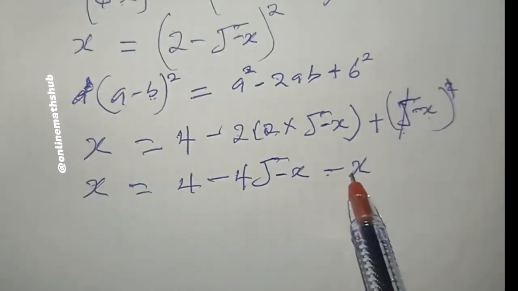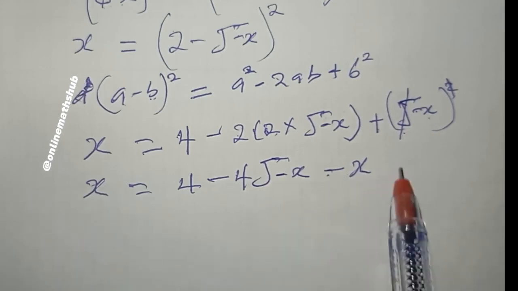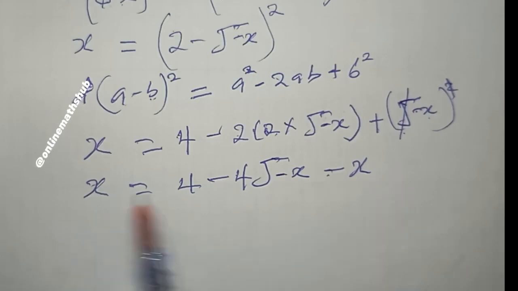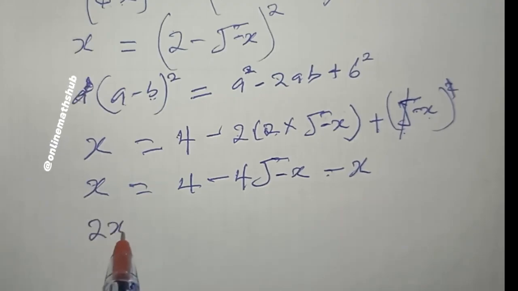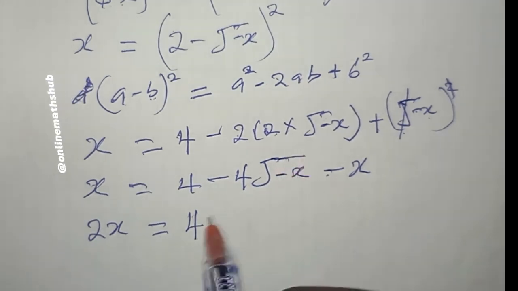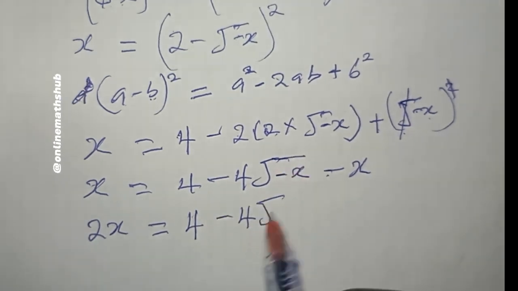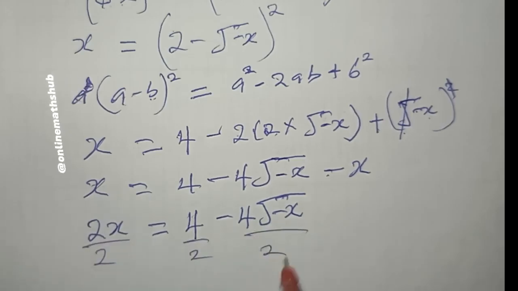So obviously I'm going to move this x to the left hand side, and of course when it comes here it becomes positive, and then x plus x gives me 2x is equal to 4 minus 4 root negative x. So next thing I'm going to do is to divide through by 2, so that I can reduce the values I have.